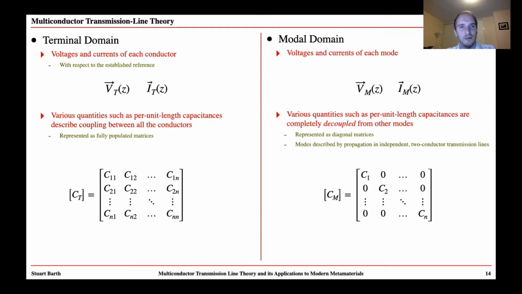Now, the modal domain, I need to emphasize, is an equally valid method of representation of a transmission line. So in this domain, we are expressing the voltages and currents of each mode. So we use a subscript M to describe these properties. And the various quantities, such as the per unit length capacitances in this domain, are completely decoupled from each other, right? That is to say, the waves are essentially independent. So we represent these properties as diagonal matrices. And this just means that there's no interaction between these modes.